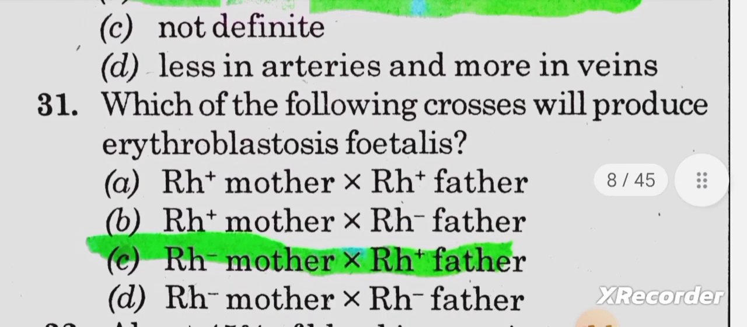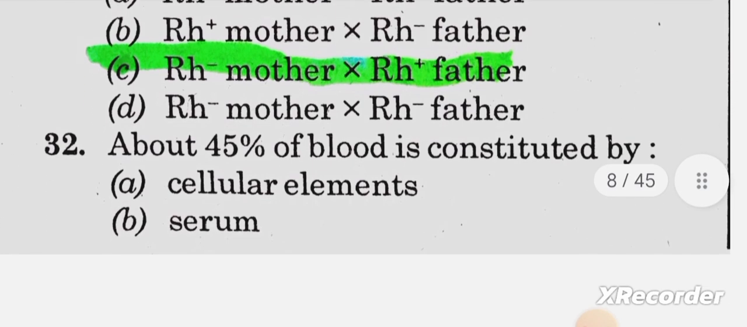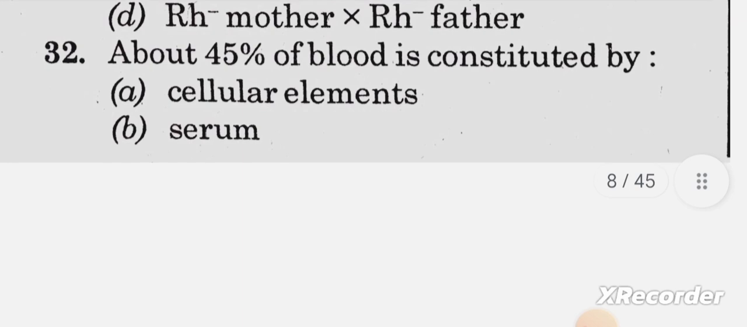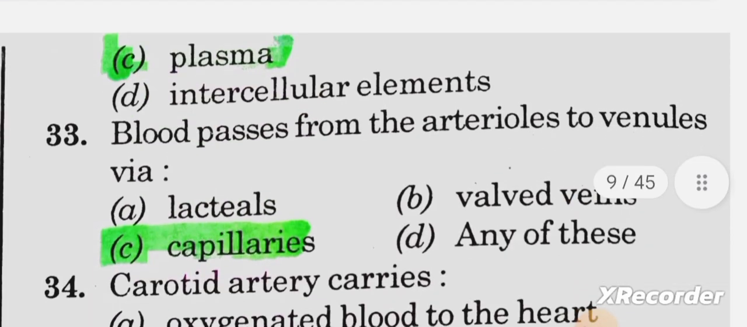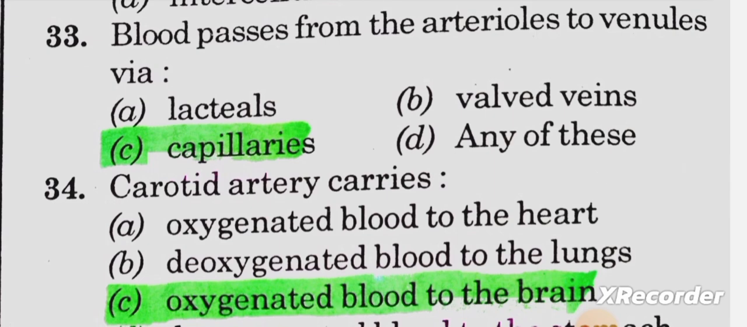Next 31. Which of the following crosses will produce erythroblastosis fetalis? Answer C, Rh negative mother and Rh positive father. Next 32. About 45% of blood is constituted by answer C, plasma. Next 33. Blood passes from the arterioles to venules through answer C, capillaries.